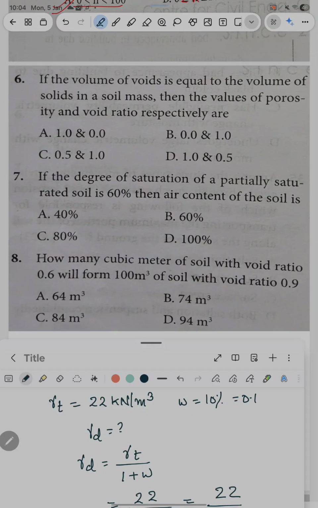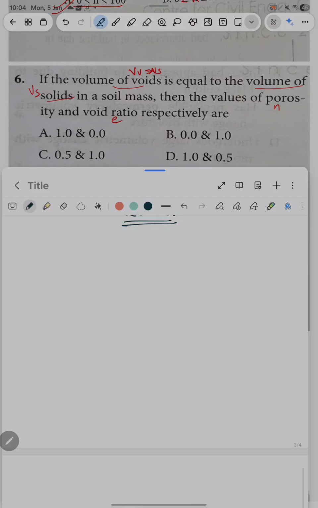Okay, next question. If the volume of voids Vv is equal to the volume of solids Vs, then find the value of porosity N and the void ratio E. It is given that volume of void is equal to volume of solids. So we can say Vv equals Vs, and we want to find out N, porosity, and void ratio E.